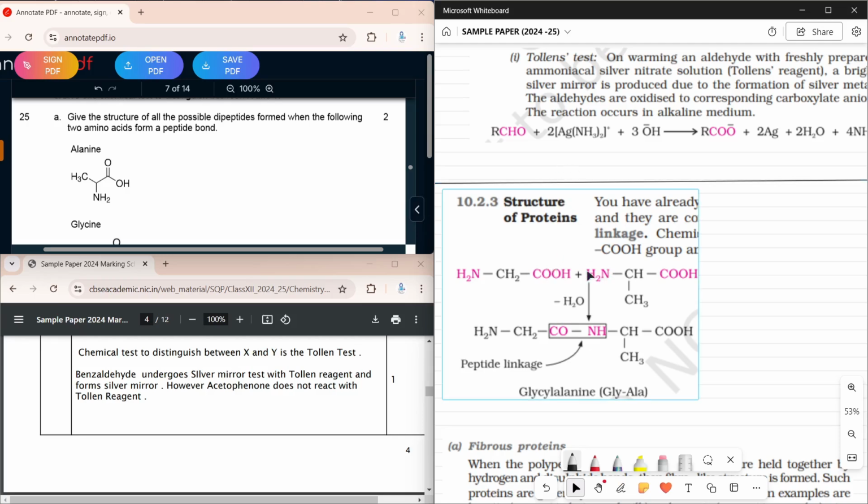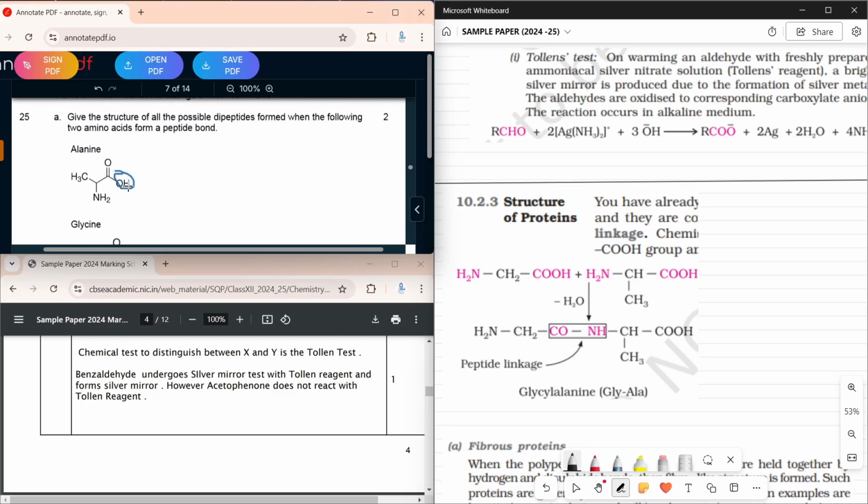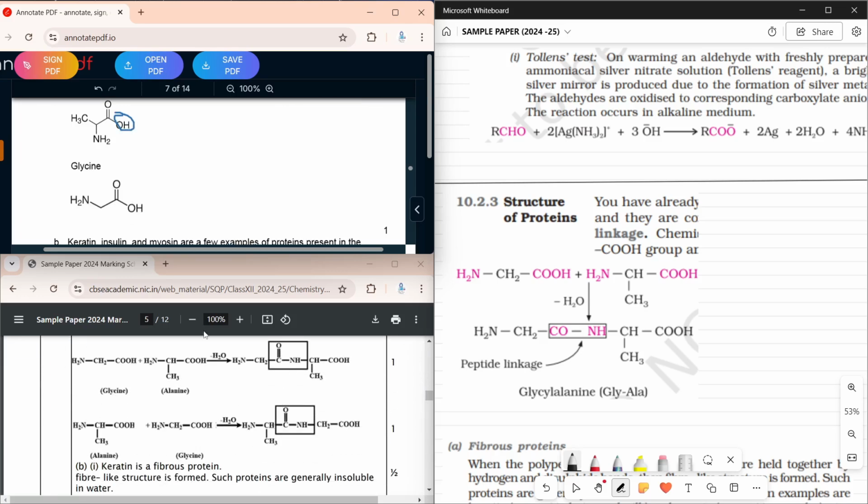So we have something called peptide linkages, which are formed by the loss of water, and the CONH is the peptide linkage. So you have two possibilities where you have the COOH from the glycine and NH2 from alanine, or it could be the other way around, and that's how the marking scheme has given us, where we have glycine and alanine, and then you have it the other way around where you have alanine and glycine, excuse me. Okay, so that's all. We just have to remove a water molecule and you should be able to easily write the formula or the structure of the final peptide bond.